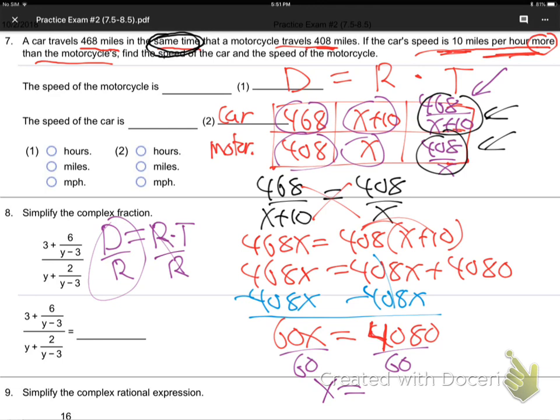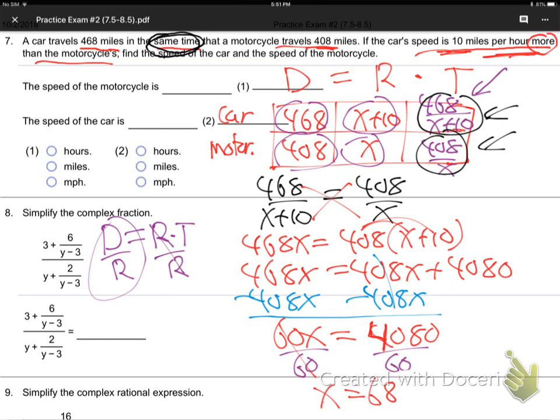Checking my calculator here. 68. So x is 68. Let me change the color there, make it look a little better. So x is 68. So now, careful. X may or may not be the actual answer to the question.